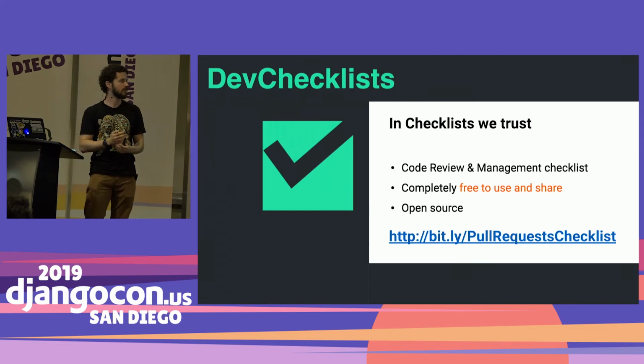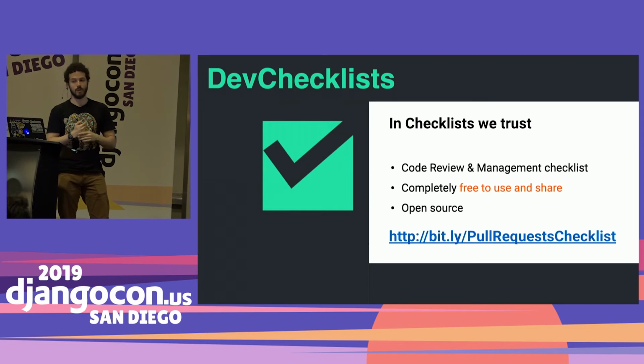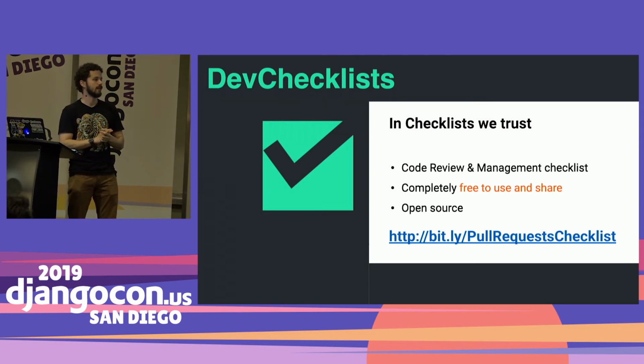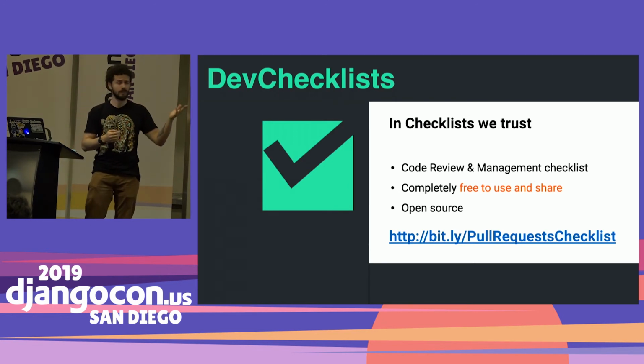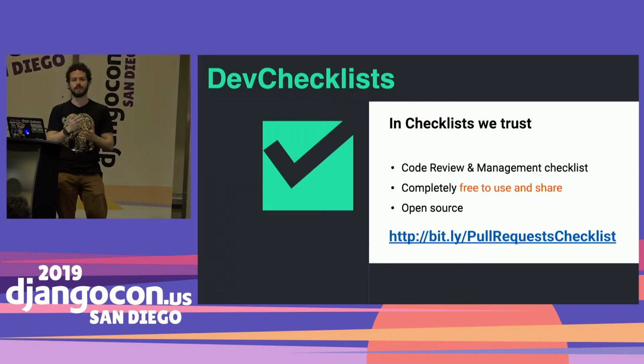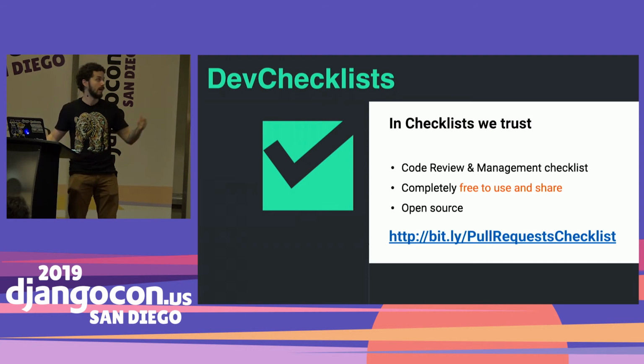So if you access this URL, bit.ly/pull request checklist, you can access it. The interesting thing is that it is cache-based, so if you select the options, there are checkboxes, they stay selected for the next time you access it. It's open source, so if anyone wants to contribute, maybe add something, change something, find a typo or something like that, feel free, and it's free to use and share.